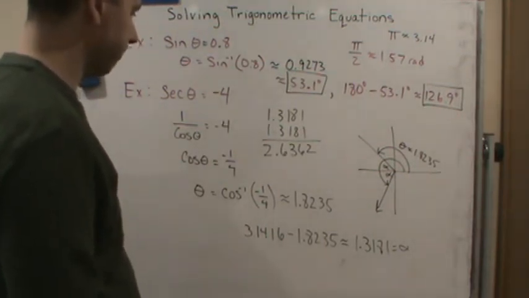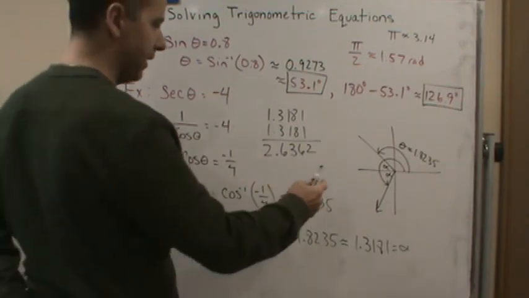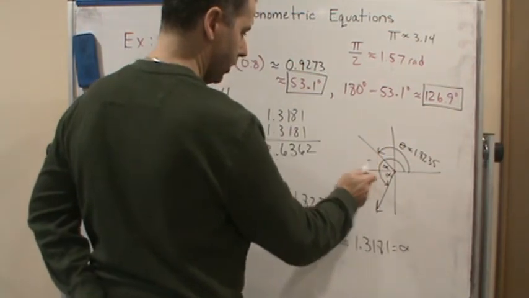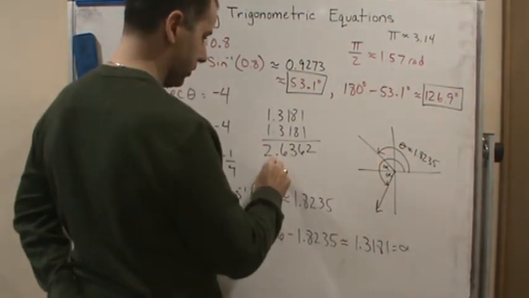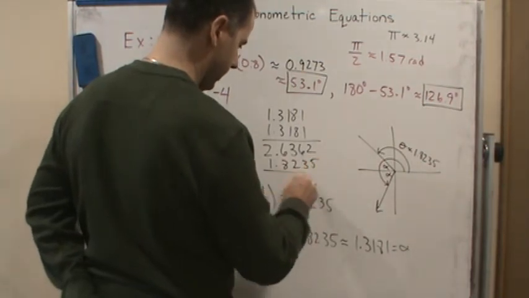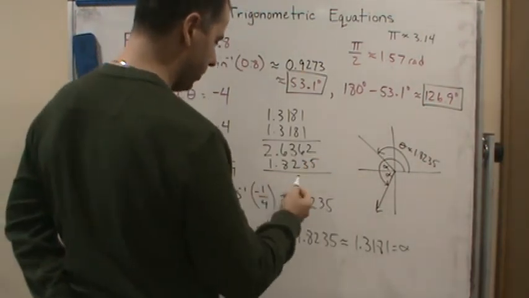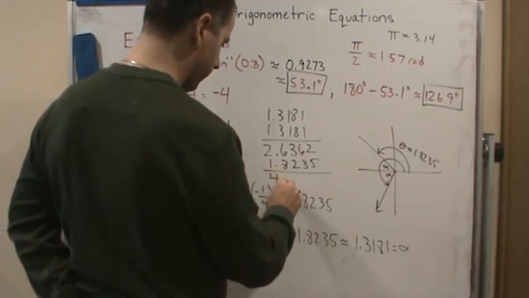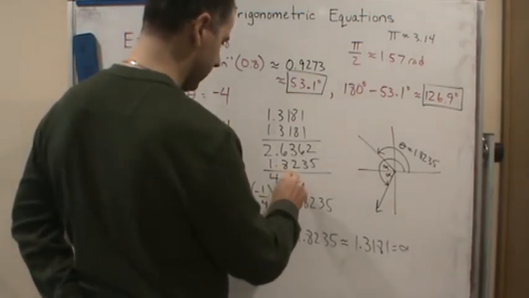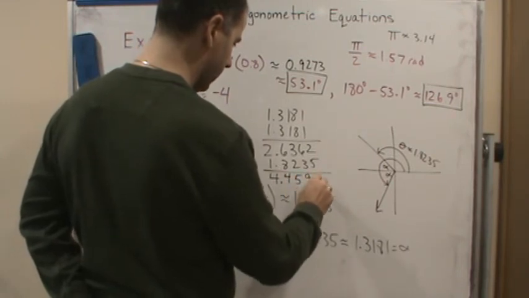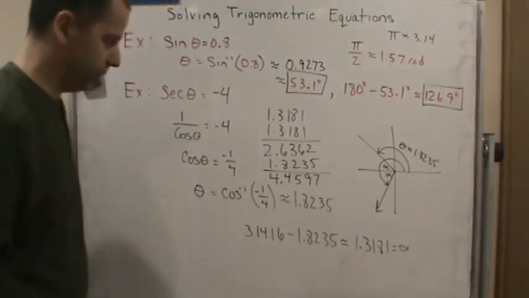Okay? And then I'm going to add that to my angle. So it's going to be theta plus this, which is going to be 1.8235. And so my other angle is going to be approximately 4.4597.